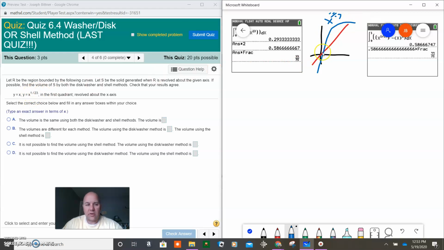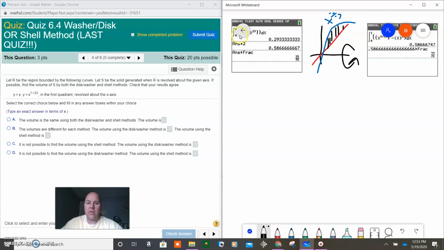It kind of looks like a square root. It's kind of like a third root type graph here because it goes down into this quadrant. But what they're trying to get us to find is this region right here. Now we are rotating this around the x-axis.